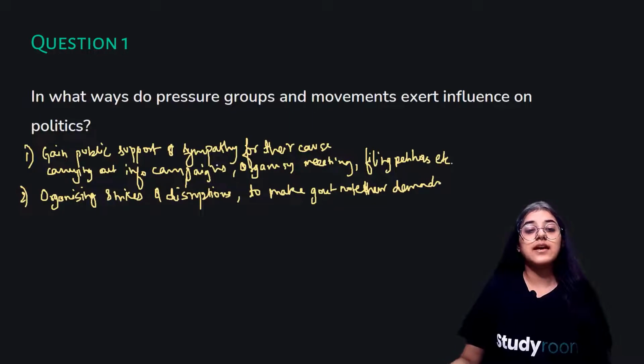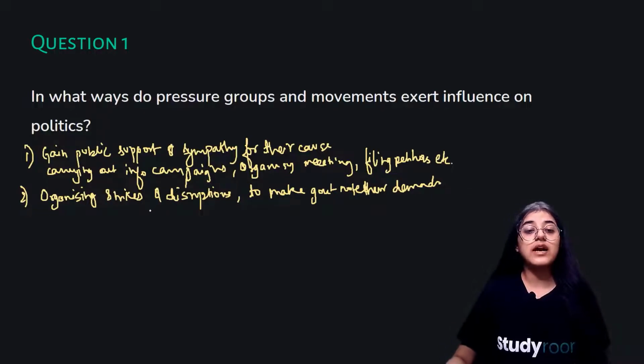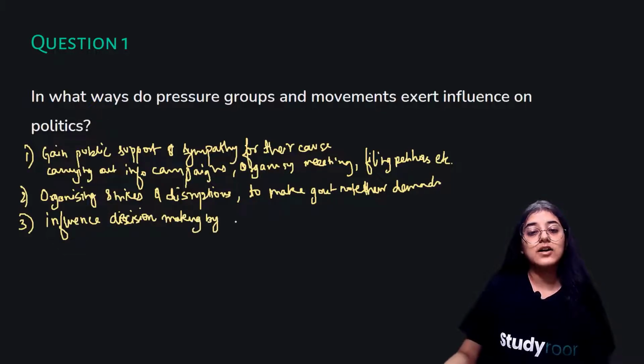Okay, number 1 is they try to gain public support and sympathy for their cause, carrying out information campaigns, organizing meetings, filing petitions, etc. Second is organizing strikes and disruptions to make the government note their demands. And number 3, they also try to influence the decision making process by lobbying.